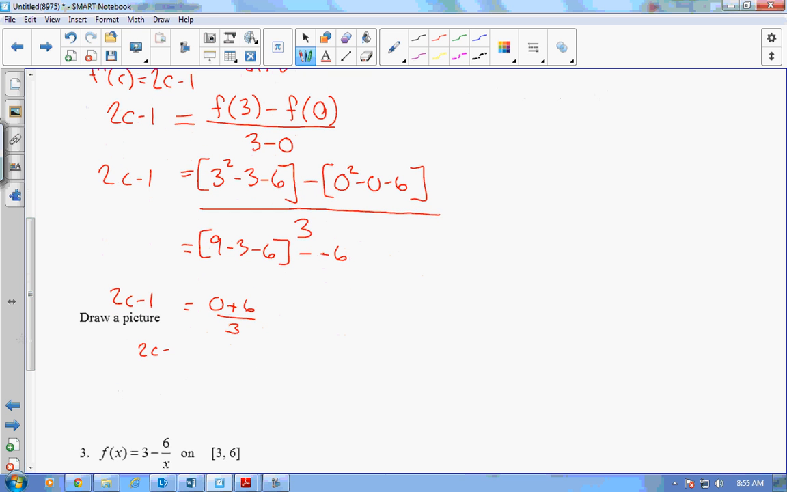So we have 2C minus 1 equals 2. So what is C? Yeah, 3 over 2. Okay, so we'll continue with mean value theorem next time.